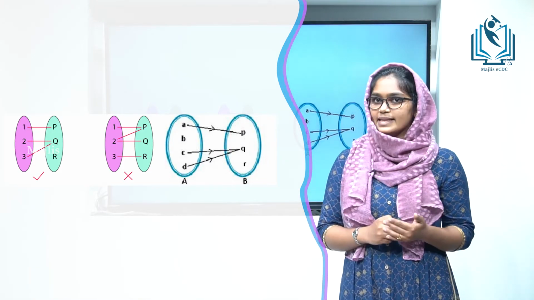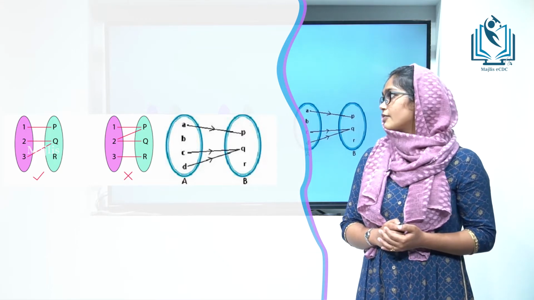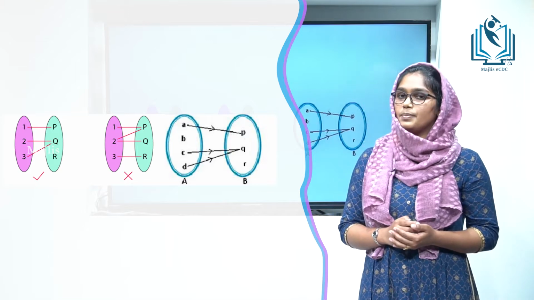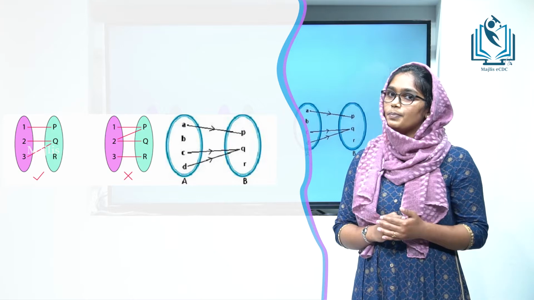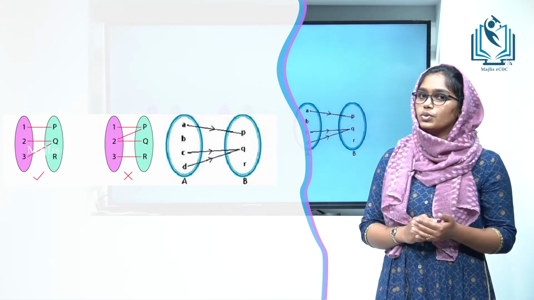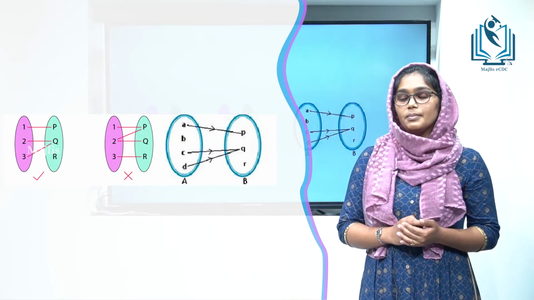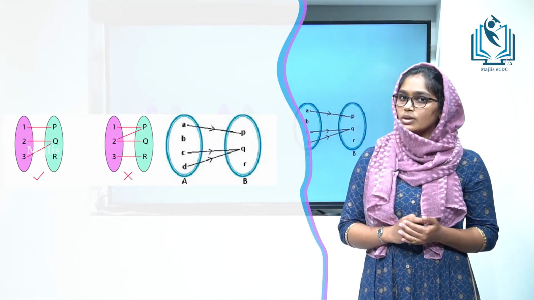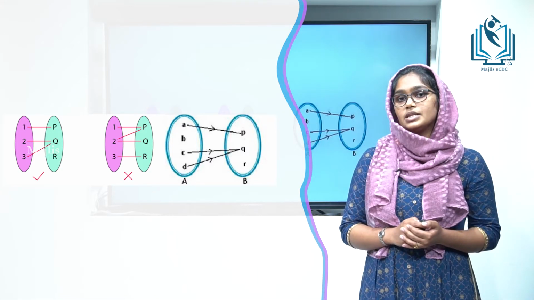Now consider another example. Here we take set A, the domain, as the set 1, 2, 3 and the set B as P, Q, R. Here this function assigns 1 to P and 2 and 3 to Q. So, the range of the function is the set P, Q because R has no element assigned to it. So, R is not in the range. So, the range of the function is here the set P, Q.